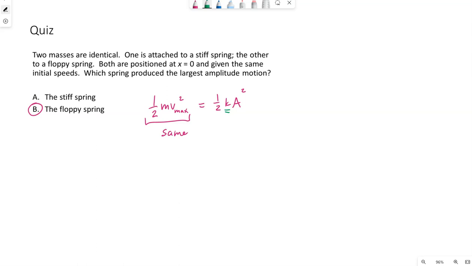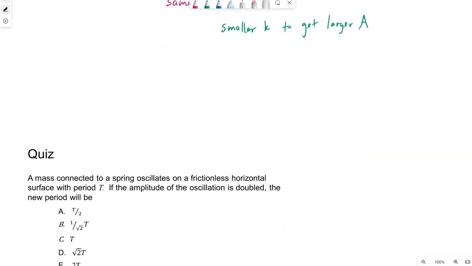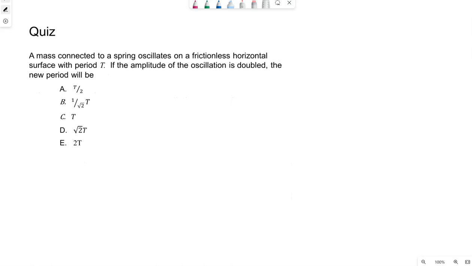But if they have different k values, then they have to have different amplitude values to in turn have the same value overall. So to get a big amplitude, we need a smaller k. So a smaller spring constant to get a larger amplitude. So that's why the floppy spring, meaning the weaker spring, is going to have a larger amplitude of motion. Here's another question. What do you think about this one?